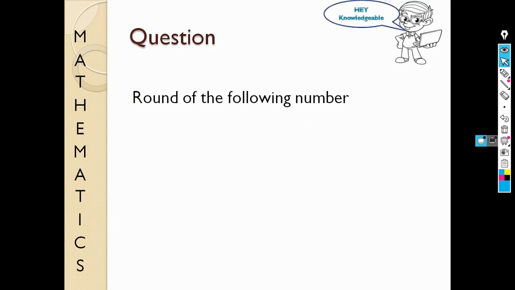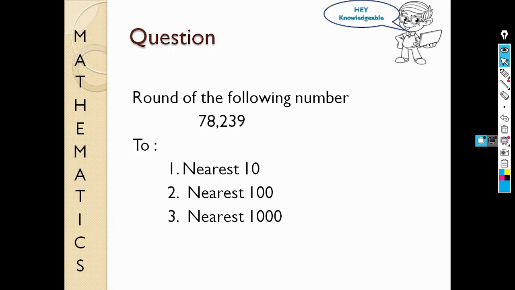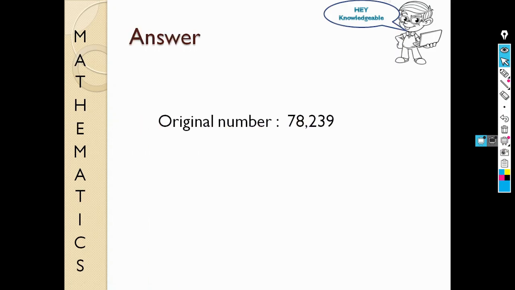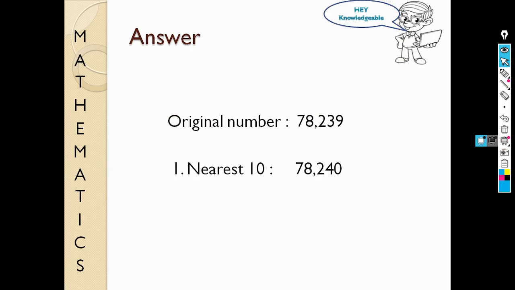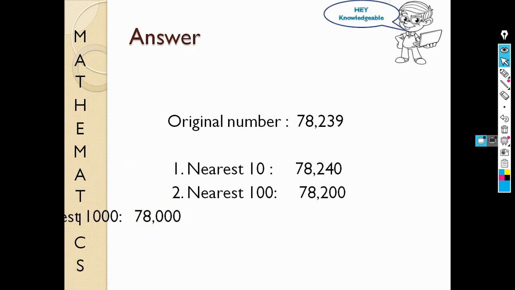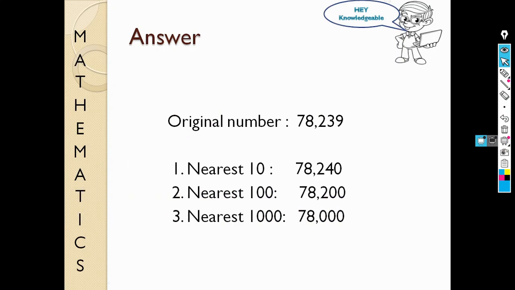Let's try to do some questions for our better understanding. The question is that you need to round off 78,239 to the nearest 10, nearest 100, and nearest 1000. Take a pause on the video and try to solve it yourself. The answer is given here in this sheet, so you can match your answer with this sheet.